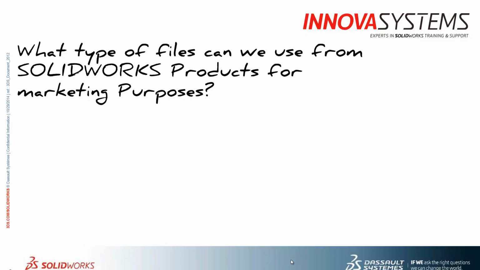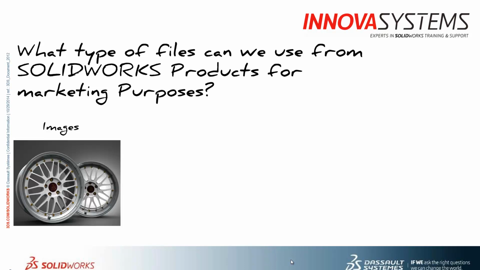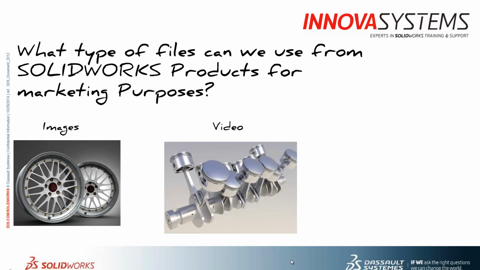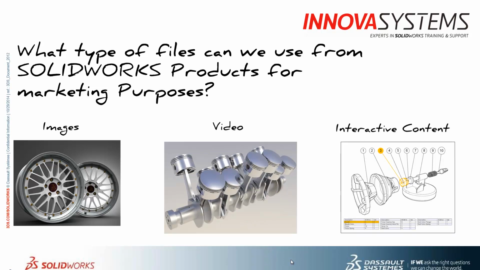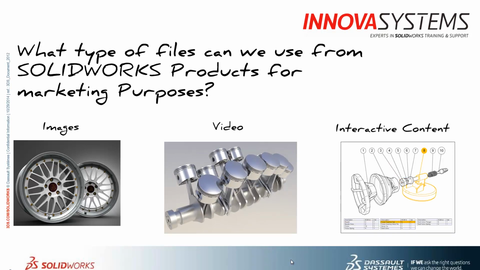So first off, what type of files can we use from SolidWorks products for marketing purposes? Well, really there's all sorts. You can use your technical drawings that you create, you can use e-drawings, you can use PDFs. But we're actually going to focus on three file types in this instance. Images, video, and interactive content.